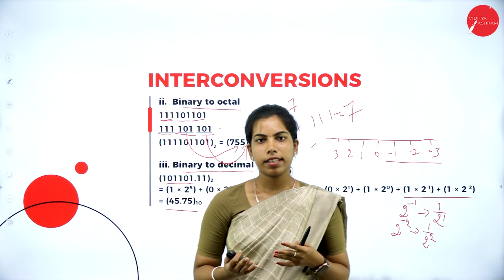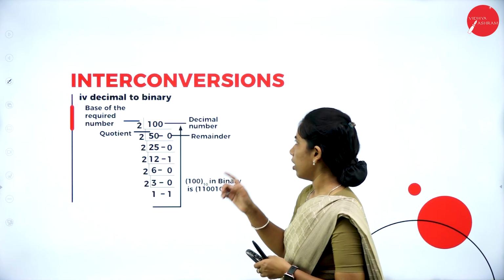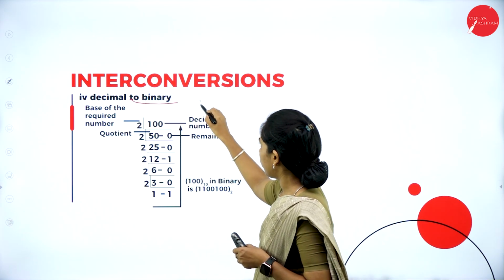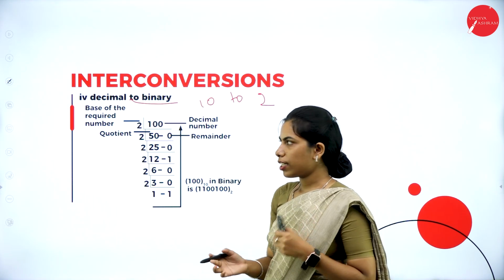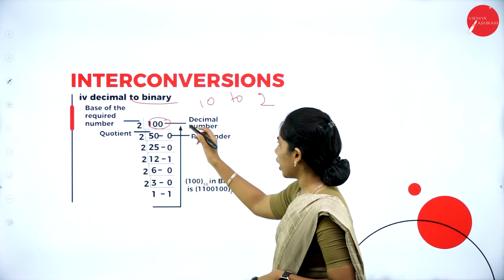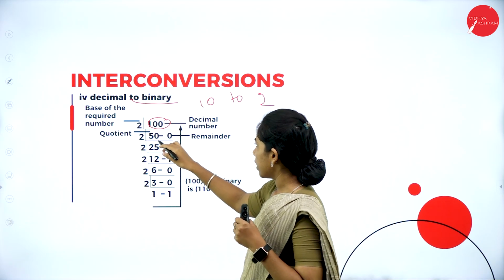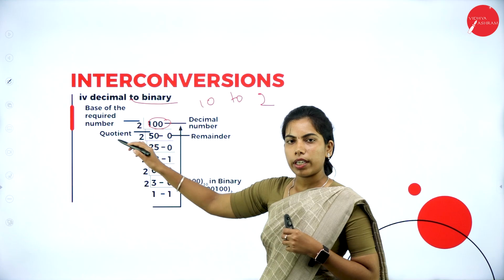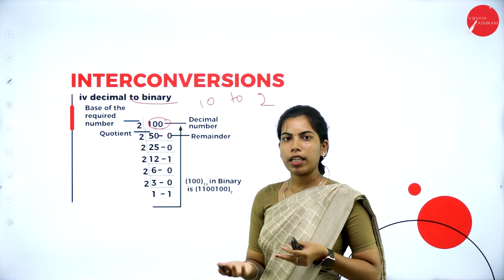Got it? So let's see some more examples of the interconversions. So here you can see again decimal to binary. For decimal to binary, you have to convert what? Base value 10 to 2. So when I have a decimal value, that is the human readable format, that is 100. When I keep on dividing by 2, 2 into 50 gives 100 with the remainder 0, right?